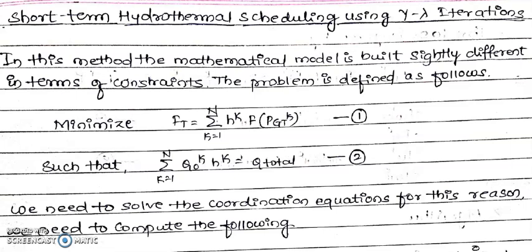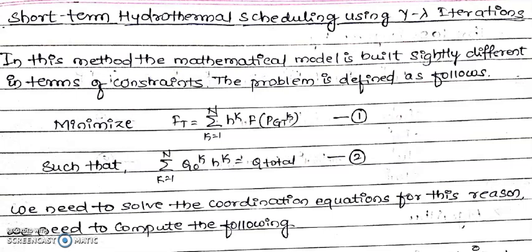In this method, the mathematical model that we build is slightly different in terms of the constraints. The problem of short-term hydrothermal scheduling using the y-lambda iteration method is defined as: minimize f of t is equal to summation from k equal to 1 to n h raised to k into f of pgt raised to k.